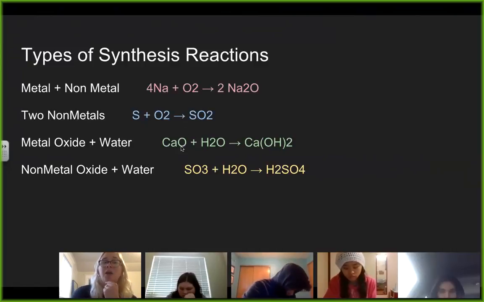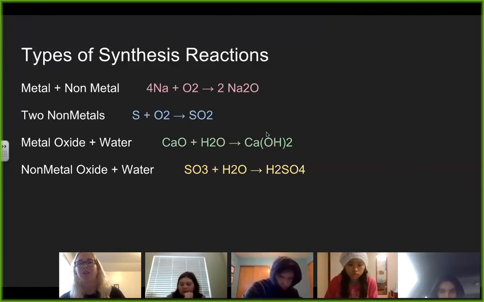When we have a metal oxide, meaning calcium with an oxygen, some kind of metal plus an oxygen, plus water, right? Then we get a metal hydroxide, where we end up having OH attached to our metal. So this one's a little bit tricky, right? Because it's not as simple as just adding all the stuff together. Same thing with the nonmetal oxide. Sulfur is not a metal. It's an oxide because it has an oxygen with it. When we add water to it, we end up getting an acid.